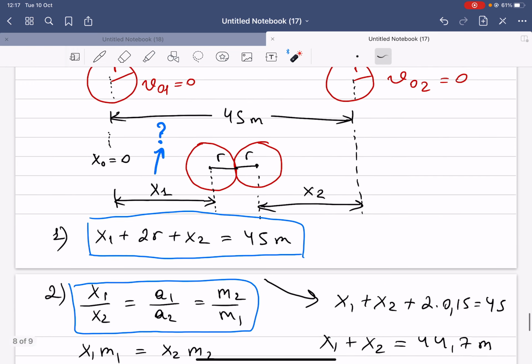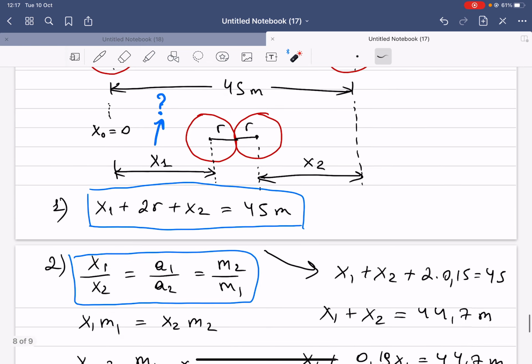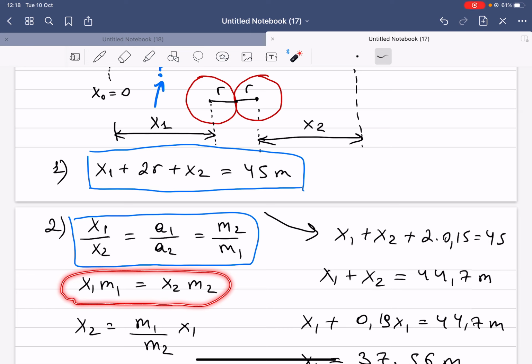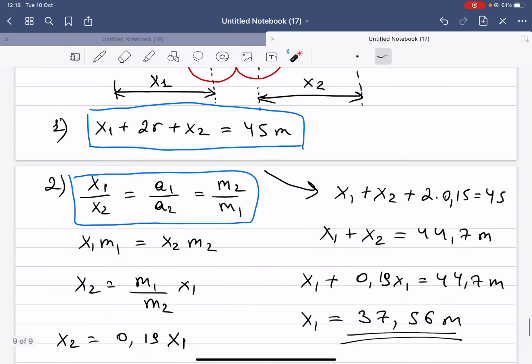Now, we have a mathematical proportion, also applied in physics, where x1 divided by x2 is equal to m2 divided by m1, okay? So it's basically x1 times m1 equals x2 times m2. When object 1 travels a long distance, that means its mass is smaller. And if mass 2 is greater, then it will travel a smaller distance, okay? So by using this equation, we can say that x2 is equal to m1 divided by m2 times x1.